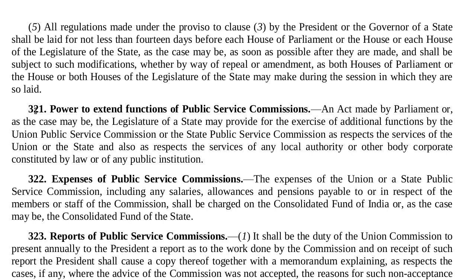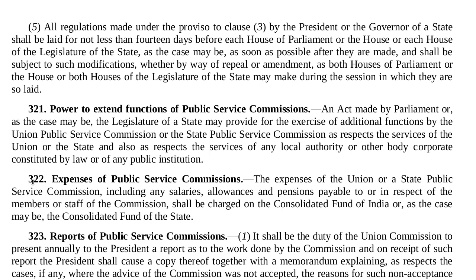Article 321. Power to extend functions of Public Service Commissions. An Act made by Parliament or, as the case may be, the Legislature of a state may provide for the exercise of additional functions by the Union Public Service Commission or the State Public Service Commission as respects the services of the Union or the state, and also as respects the services of any local authority or other body corporate constituted by law or any public institution.